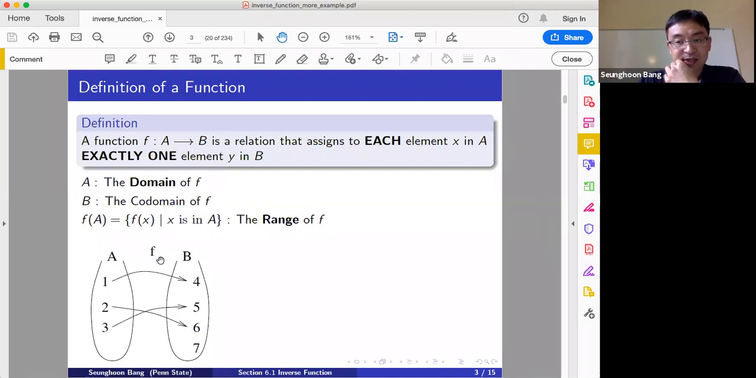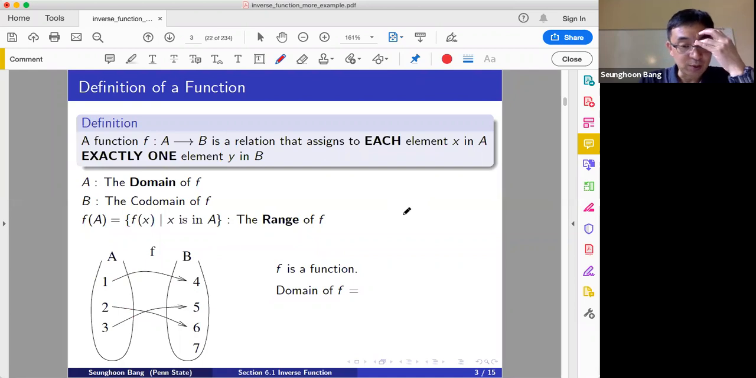Yes, here f is a function, because you can choose each element in A. You choose 1, and it goes to exactly one number, 4. The 2 is going to exactly one number, 6. The 3 is going to exactly one number, 5. Yes, this is a function. What's the domain?